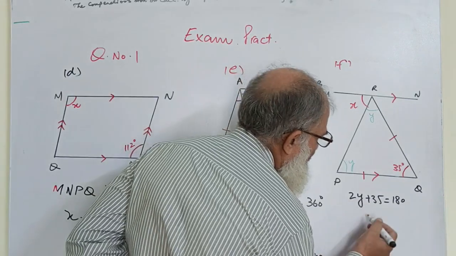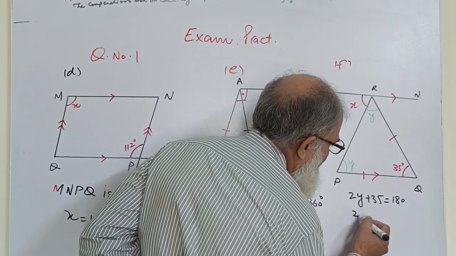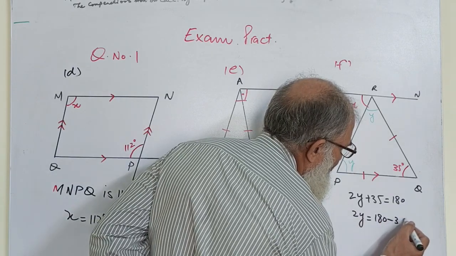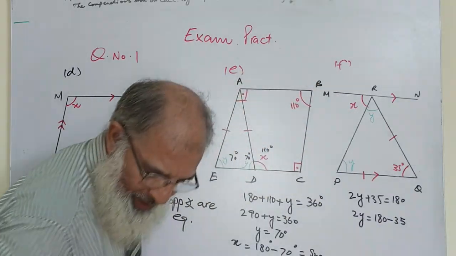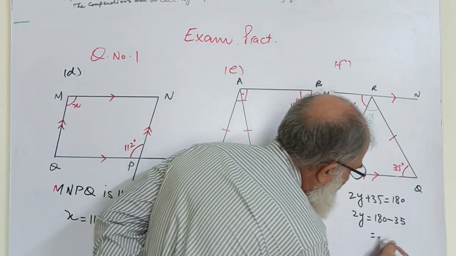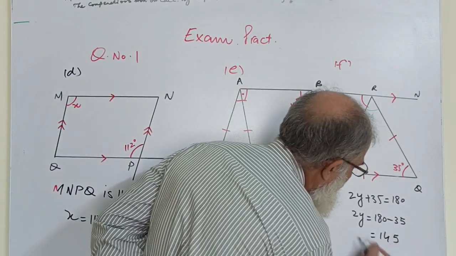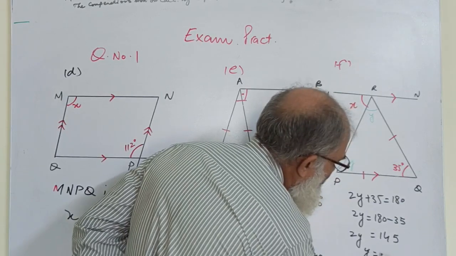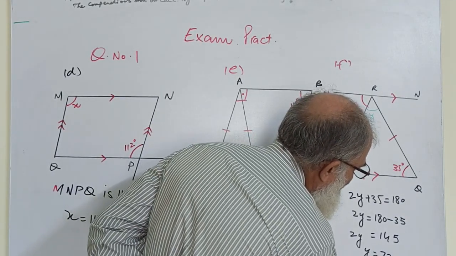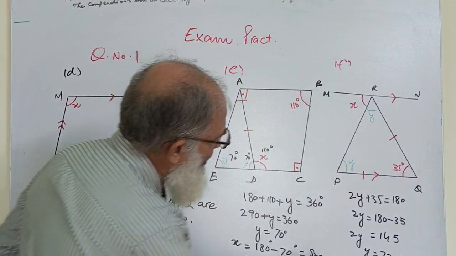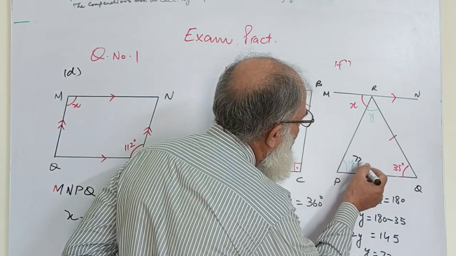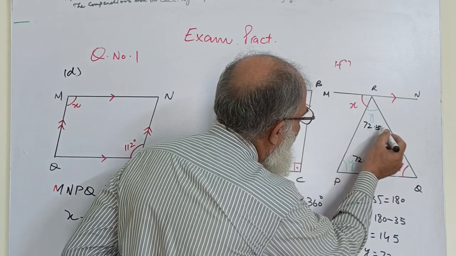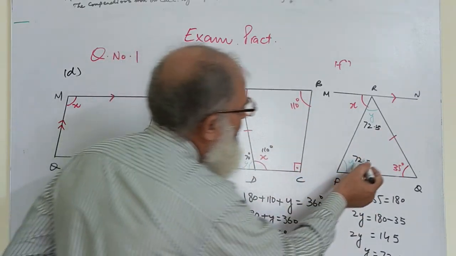So just proceed. 2y is equal to 180 minus 35. Now this is 145 degrees. So y is equal to 72.5. Now each angle is 72.5 degrees.